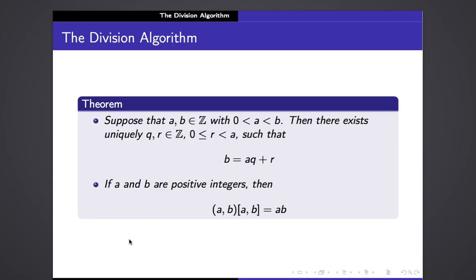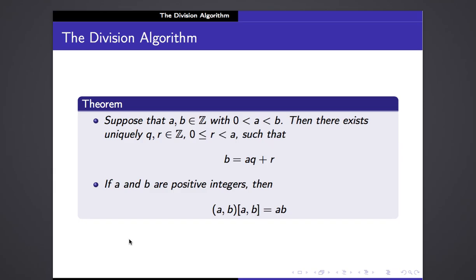Actually, this is quite familiar to you, right? What it says basically is, when the positive integer b is divided by another positive integer a smaller than b, the quotient is q and the remainder is r.